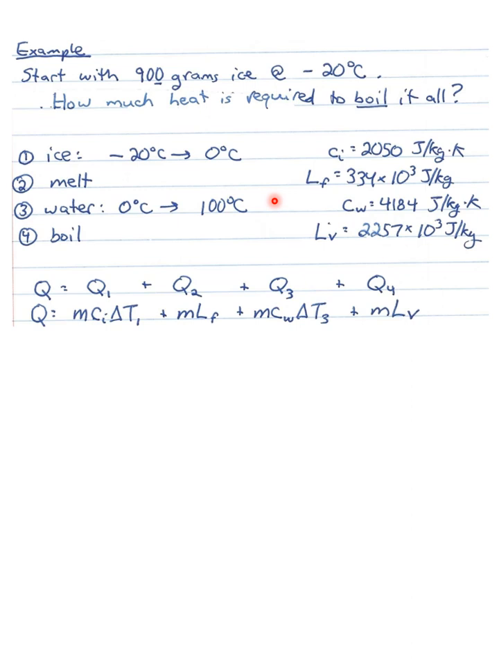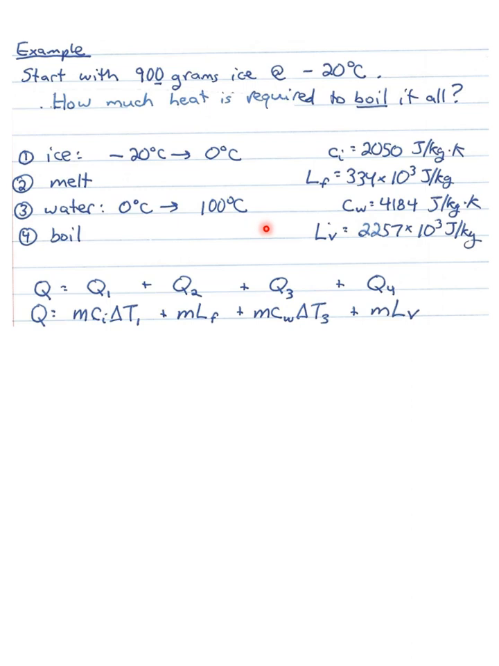Once it melts, it's now liquid water. So step 3, as we continue to put heat into it, its temperature goes up from 0 all the way up to the boiling point. So we're going to stop that at 100 degrees Celsius. And then the fourth step: the question says we're going to boil it all. So all of that water we're now going to boil. So we've got these 4 steps in chronological order that it's going to take.